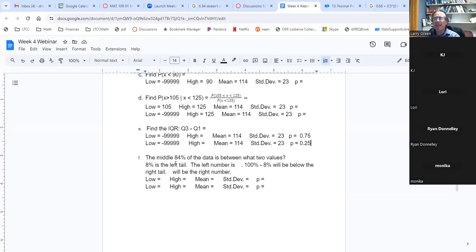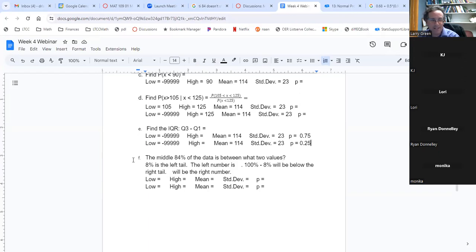The middle 84% of the data is between what two values? Any questions so far? Okay. I put this one on. I didn't used to do this one, but everyone had trouble with this on the homework, or the chapter assignment. I figured I better do one like it.